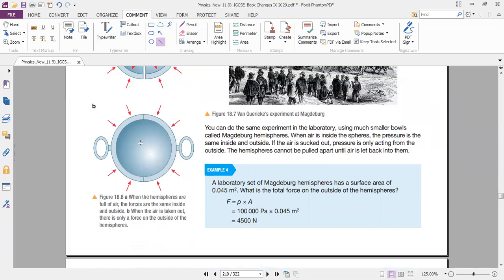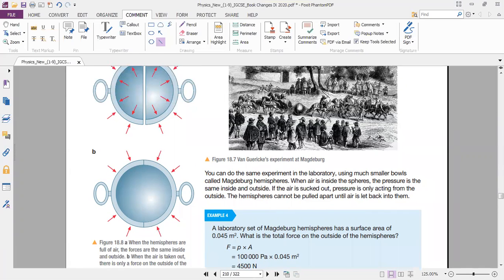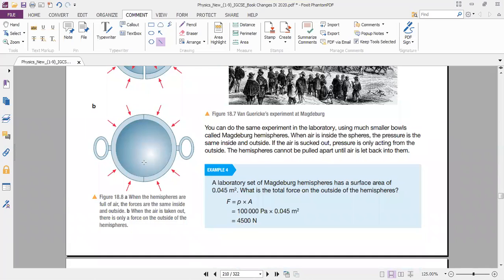But when all the gases are brought out, then the gaseous pressure remains only outside. And due to this outside gaseous pressure, now it is not possible to separate these two halves of the bowl. Even if horses or horse carts are used, it doesn't matter. So it is so strong. Just think about how strong the gaseous pressure from outside is, that it cannot be separated by horses.